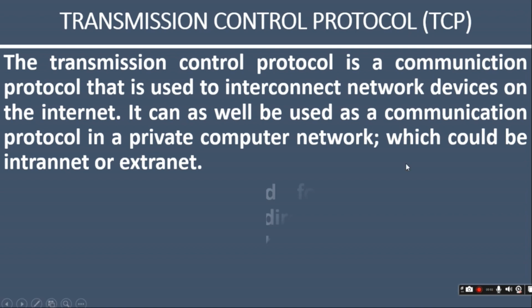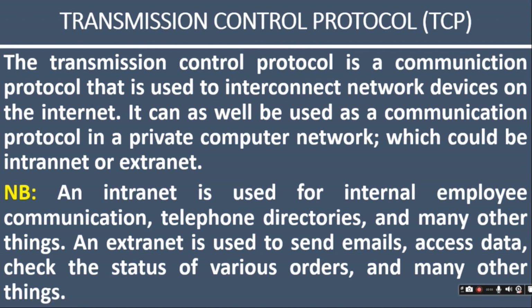Now, note, an intranet is used for internal employee communication. Remember, in my previous video, I urged you to go and watch it, because I explained in detail how it works. So, an intranet here is used for internal employee communication, telephone directory, and many other things, while an extranet is used to send email, access data, check the status of various others, and many other things.